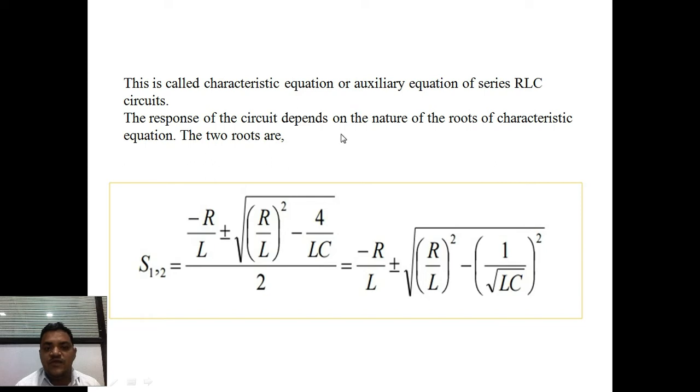So the response of the circuit depends upon the nature of the roots of the characteristic equation.